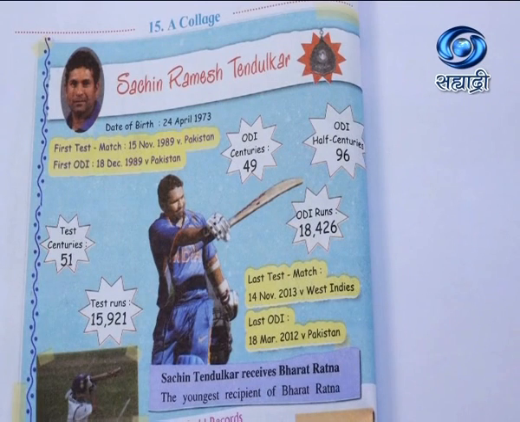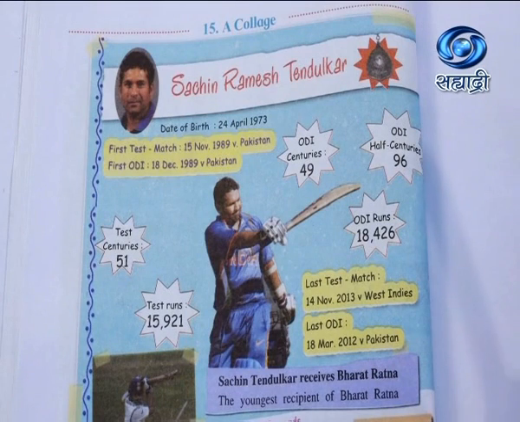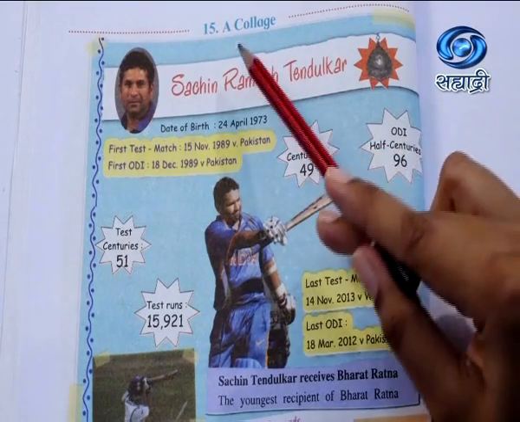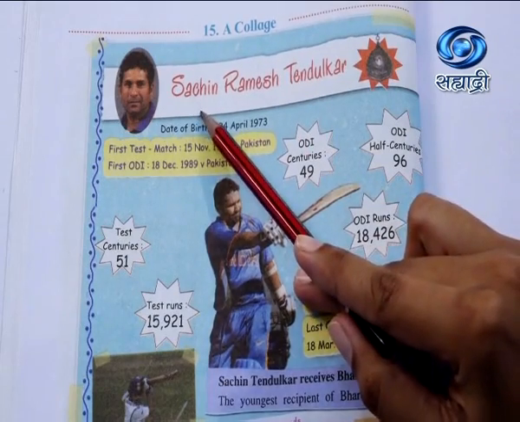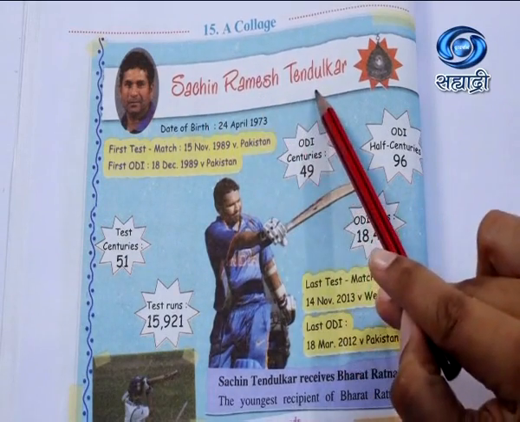Okay children, let's have a look at this collage. Isn't it colorful? Come, let's read what's written here. Children, now that we have seen how colorful the collage is, let's read the information given. A collage. Sachin Ramesh Tendulkar.